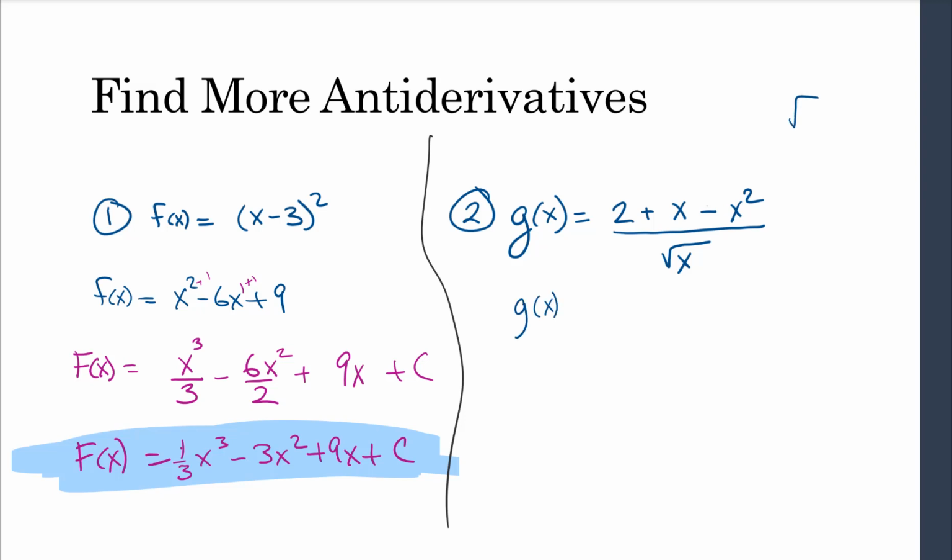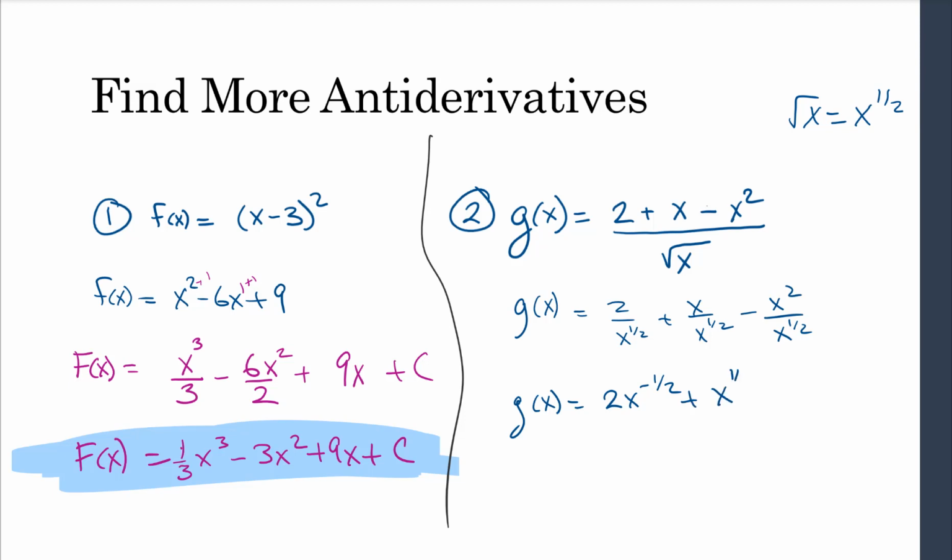Oh, by the way, the square root of x is equal to x to the 1/2 power, so this is 2 over x to the 1/2 plus x over x to the 1/2 minus x squared over x to the 1/2. So what's this? 2 times x to the -1/2 plus x to the 1/2 minus x to the 3/2, right? Because you got 4 halves up top minus 1/2, that's 3 halves.